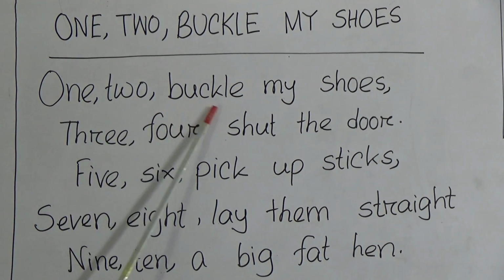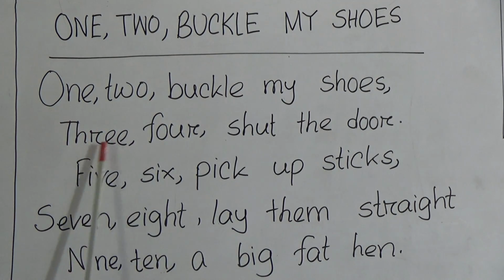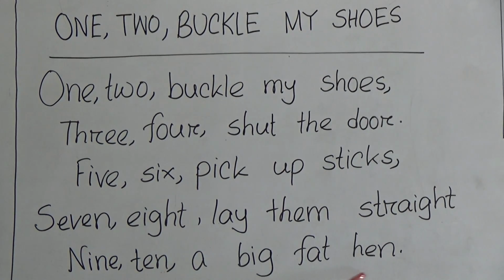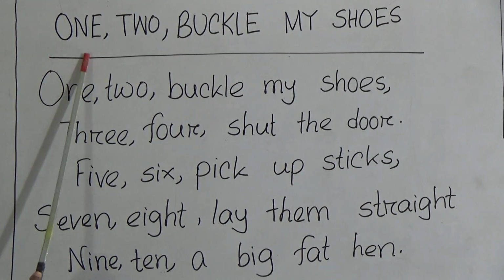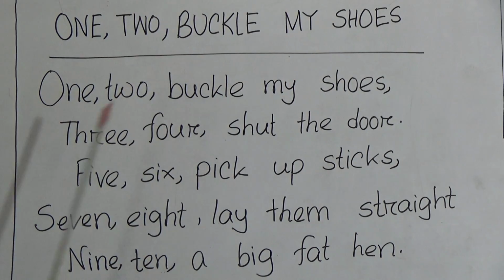1, 2, buckle my shoes. 3, 4, shut the door. 5, 6, pick up sticks. 7, 8, lay them straight. 9, 10, a big fat hen. Once again students, I am repeating this rhyme's title, 1, 2, buckle my shoes.